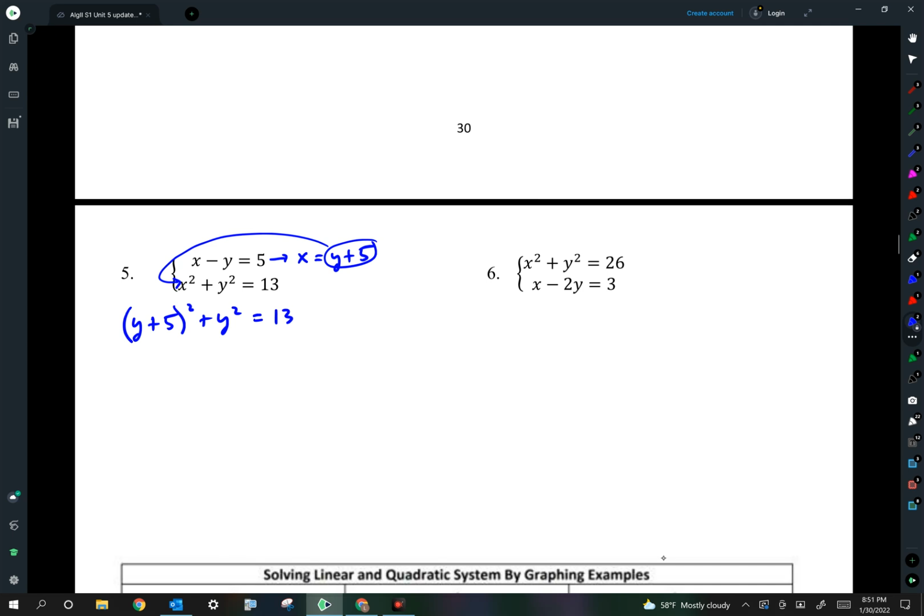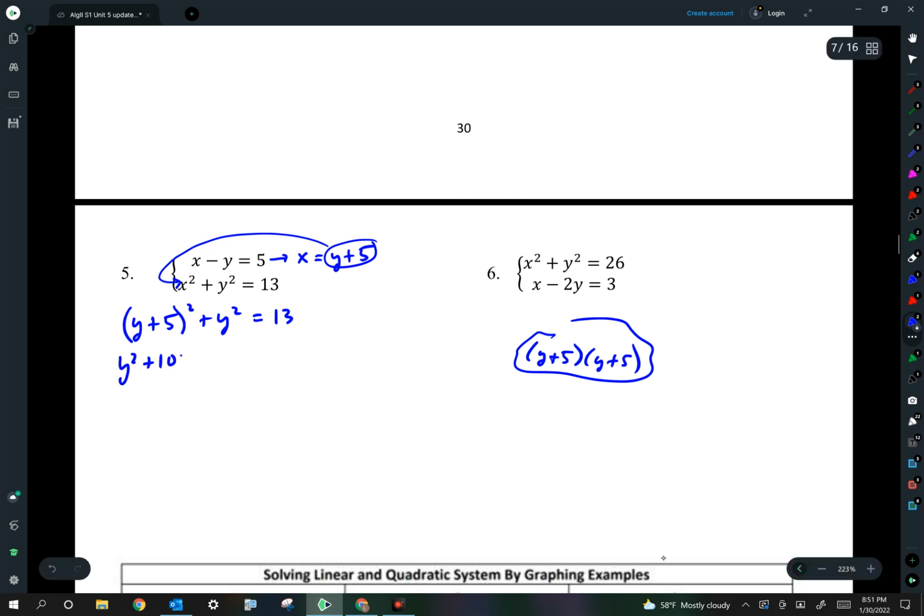Okay, now I could take this y plus 5 off to the side, over here, this is just me doing scratch paper. I could do, what is y plus 5 times y plus 5, and I could do the FOIL. But remember, we had a shortcut for that. It comes out to be squaring the first, we double the product to get the middle term, and then we square the last. So that's just from squaring the y plus 5. I still have the plus y squared equals 13.